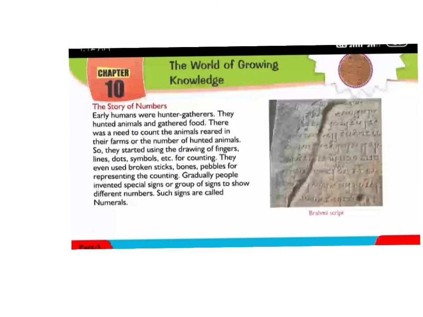On the right side we can see the Brahmi script numerals. So the writing evolved, and the story of numbers came. The people were hunters, they gathered food, and when they killed animals, they could not remember how many animals they killed or had in their farm. So they started counting by drawing fingers, lines, dots and symbols, and also used broken sticks, bones and pebbles for representing the counting, and all these signs are called numerals.